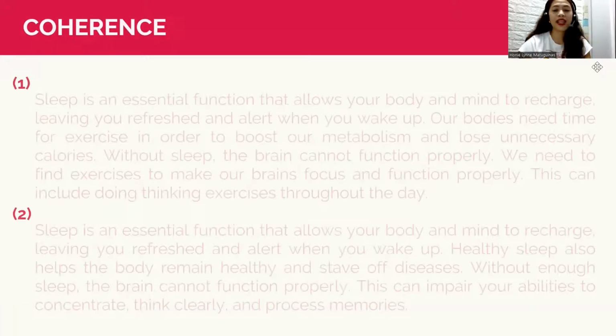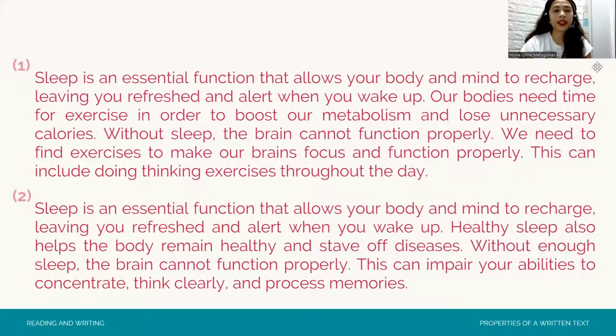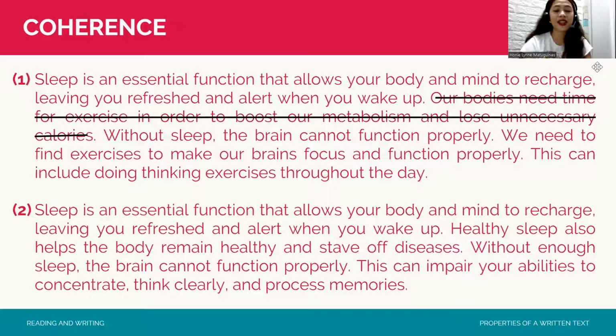Let's look at the following examples. The two paragraphs are about the same topic, but which one is easier to understand and why? Paragraph 2 has coherence because all ideas of the sentences are related to each other. In paragraph 1, the crossed-out sentence is not directly related to the thesis statement, which is about sleep.